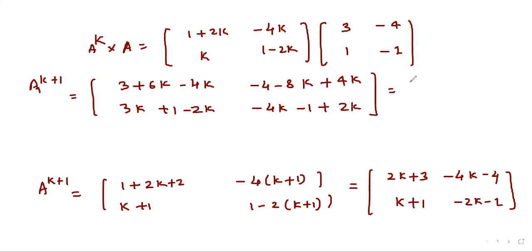So it will be equal to 2k plus 3, and this will be minus 4k minus 4, and this will become k plus 1, and this will become minus 2k minus 1. Clearly, both results are the same. So we can say that it will be true for any value of n.